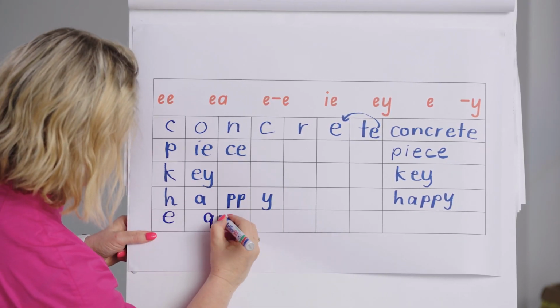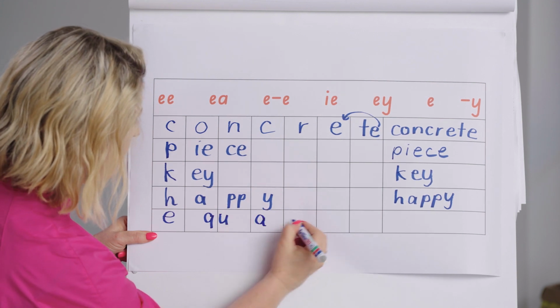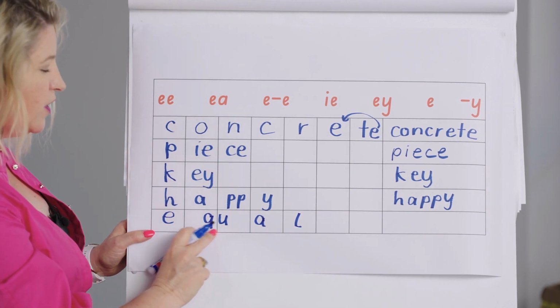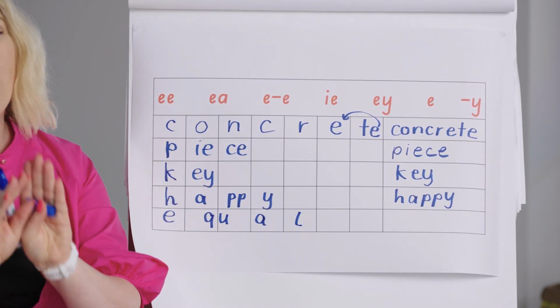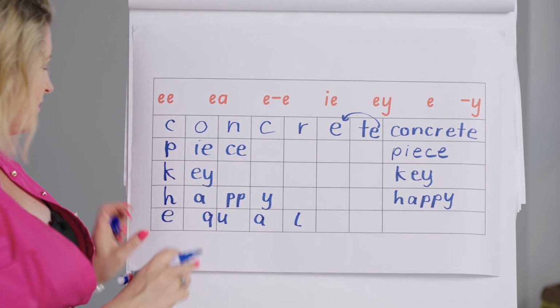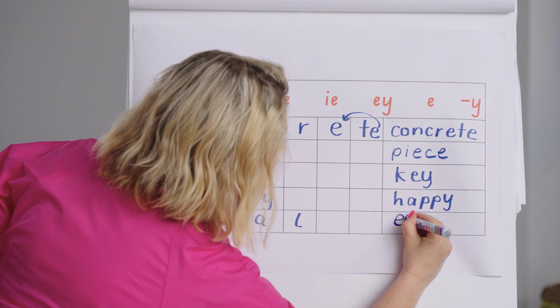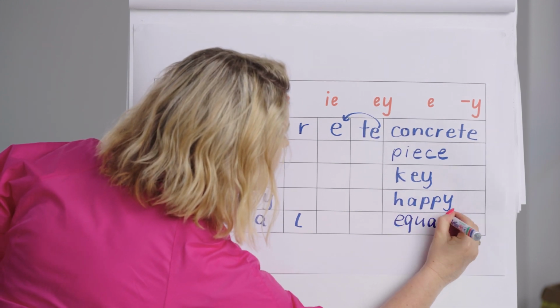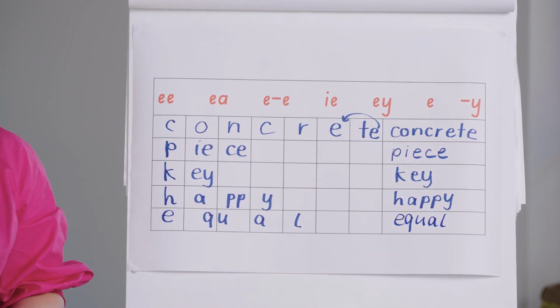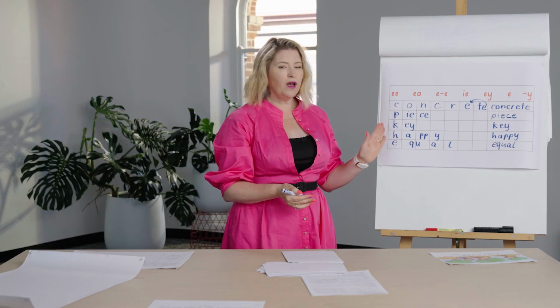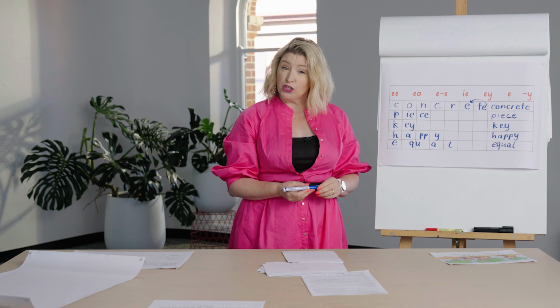E. Oh, equal. It's a bit of schwa, that A in there. And we've put the Q and the U together because remember, they are friends and they always like to stick close together. Equal. Write the whole word. Say it. Equal. How did you go? Fantastic. Make sure you check your work. Correct it if you need to.